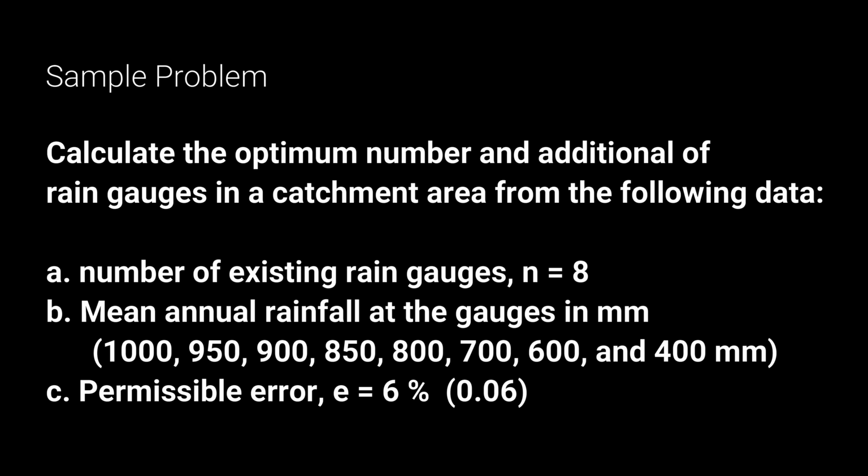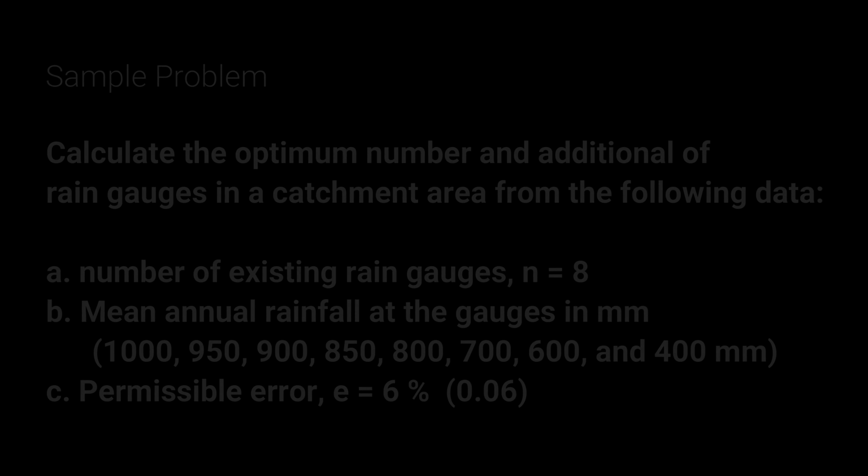We have number of existing rain gauges, 8. Mean annual rainfall at the gauges in millimeters: 1,000, 950, 900, 850, 800, 700, 600, and 400 millimeters. The permissible error is 6%.